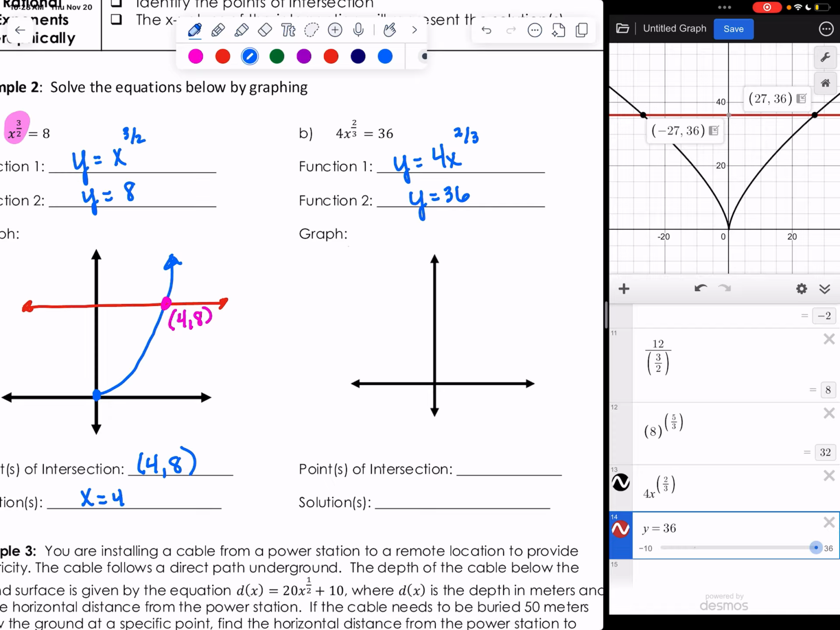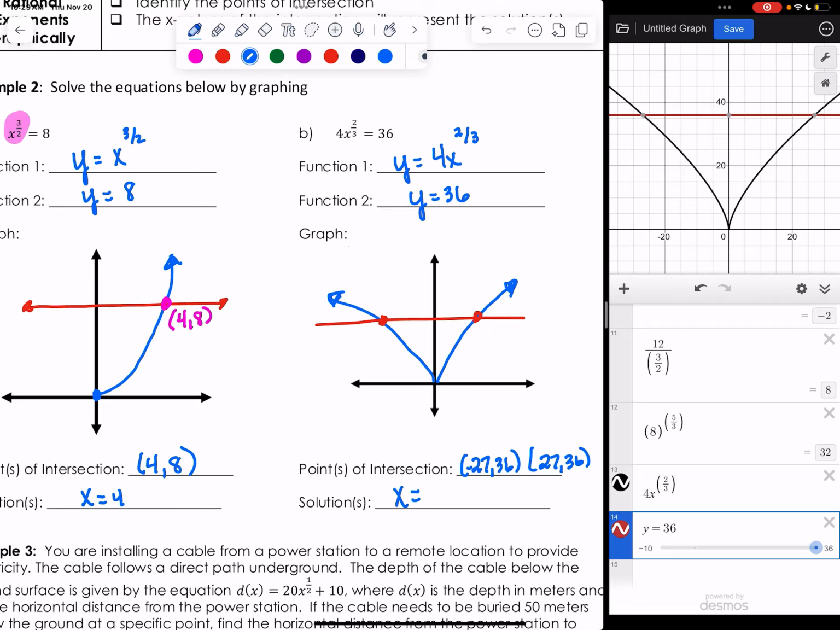All right, so let me try to sketch this here. This is kind of an interesting graph, kind of looks like that, and then like that. Well, that's not a straight line, so let me try that side again. Kind of look like that. It's going off that way. This is going off to the right. And then it has a horizontal line at 36, so something like this. So you're going to have an intersection here and an intersection here. So our intersection points, there are two of them, negative 27, 36, and positive 27, 36. So our solutions will be plus or minus 27. We have two solutions, so we need to make sure we include both of them.